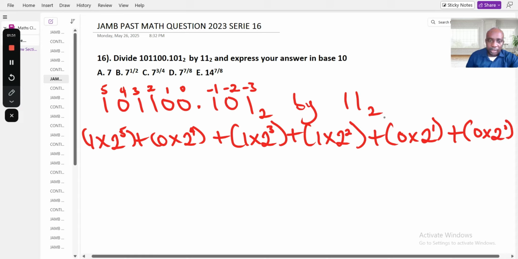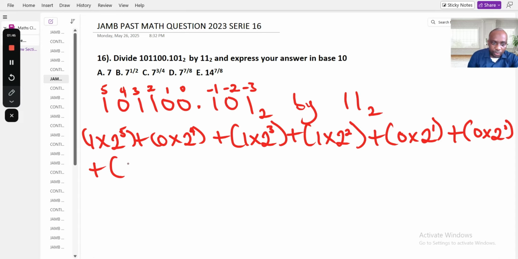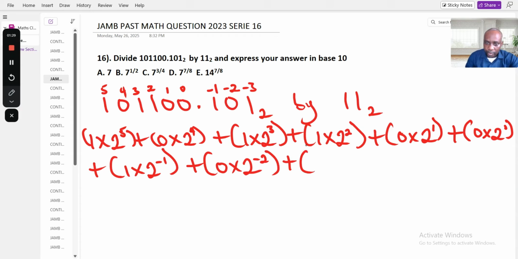The next thing is after the dot. So we are going to plus that one again. That one starts from the 1. 1 multiplied by the base. What is it? -1. Plus 0 again. 0 multiplied by 2. What is under the 0? -2. Plus 1 multiplied by the base. What is under it? -3.